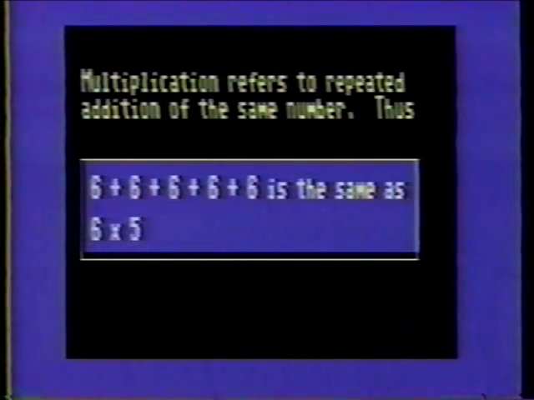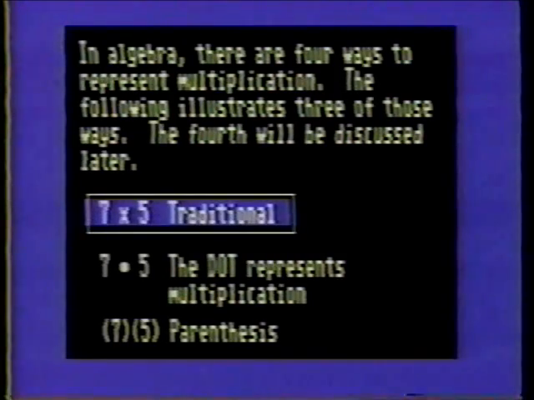Multiplication refers to the repeated addition of the same number. Thus, 6 plus 6 plus 6 plus 6 plus 6 is the same as 6 times 5. In algebra, there are four ways to represent multiplication. The following illustrates three of those ways. The fourth will be discussed later.